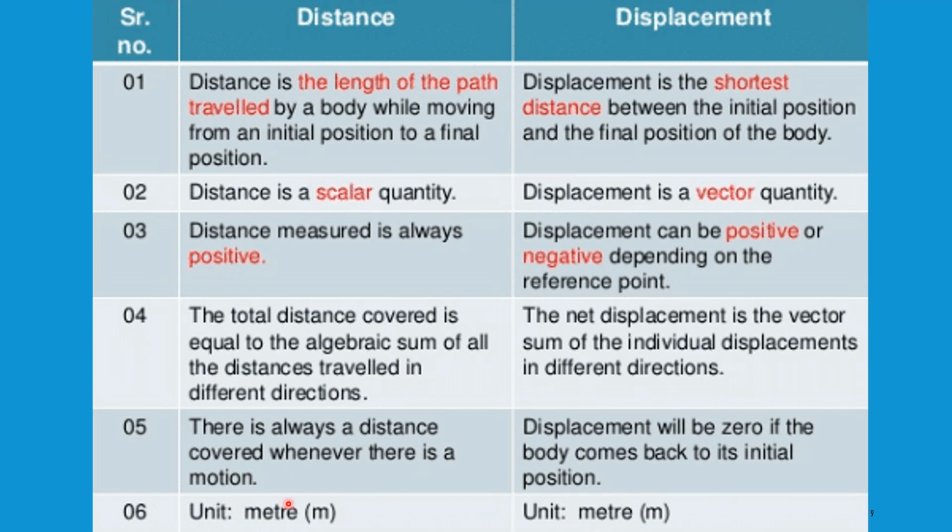Then fifth difference, there is always a distance covered where there is a motion. Whenever the object is in motion, definitely it will cover some distance. Therefore, distance can never be 0. But displacement may be 0 if the body comes back to its initial position. If the body covers some distance and again comes back to the same position, meaning the initial position and final position are the same, only in that case displacement will be 0.